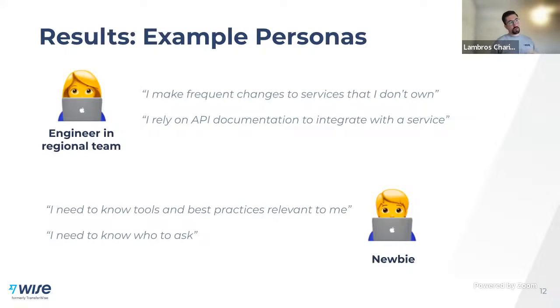Results of this user research, right? So as I said, we had a few goals here. One of the goals was to identify the personas we're dealing with in this area. So an example here, for instance, is an engineer in the regional team. This engineer is responsible for making our services work in the regions like Europe or Asia, right? And so they have the problem that they have to change services that they don't own. So they obviously suffer a lot from this whole problem of documentation.